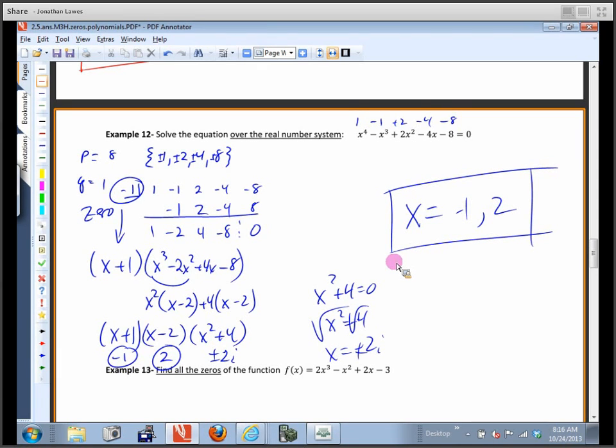Now, there are two more. How would we have to change the instructions so I could include these other two answers of plus and minus 2i? Yeah, they'd have to say solve it over the complex number system. Okay? Any questions?